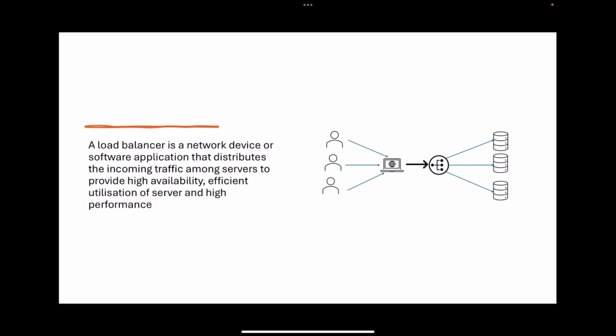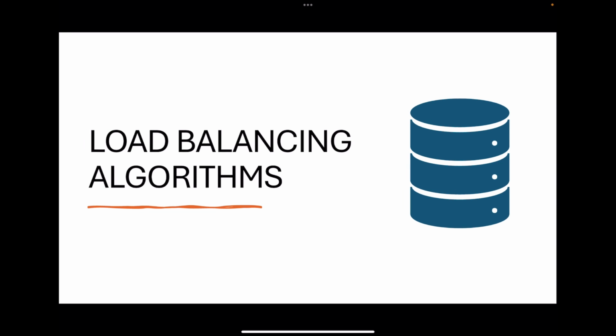So a load balancer is basically a network or software application that distributes the incoming traffic among the servers to provide high availability, efficiency, and utilization of the server and to maintain the system at a high performance level. So we have several load balancing algorithms. Let's start discussing them.